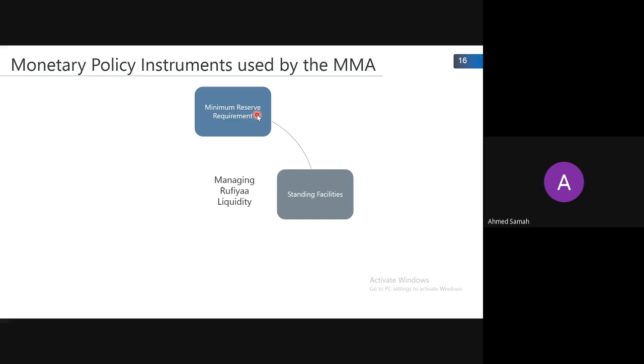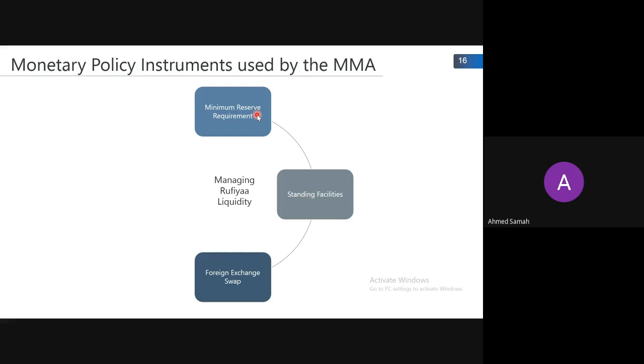Then we have foreign exchange swap. Foreign exchange swap is used to manage rupiah liquidity as well as foreign currency liquidity. For example, let's say a commercial bank is having a rupiah liquidity shortage. If they do not have enough rupiah, they can actually give us their foreign currency, then we will give them the equivalent rupiah.